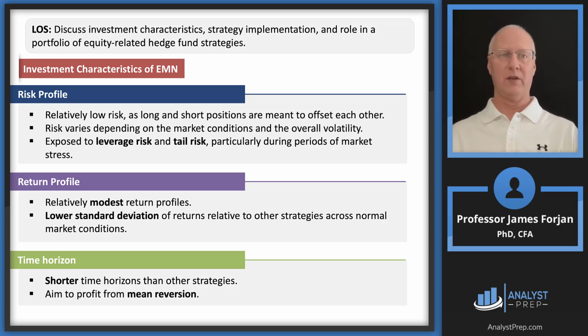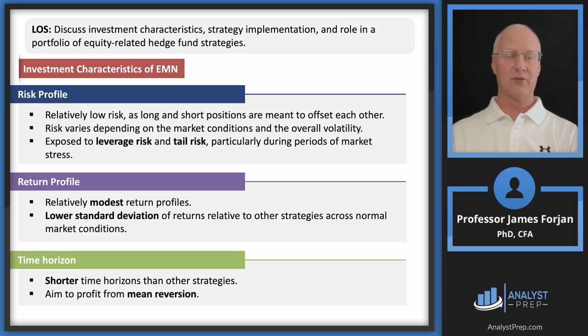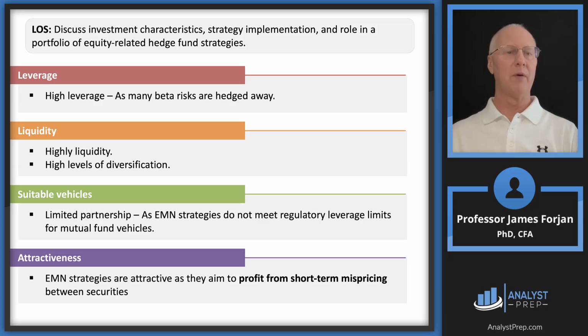Investment characteristics of these equity market neutral. Relatively low risk, that should make perfect sense. Exposed to leverage, right? We got lots of short positions, so we have margins there. And tail risk, oh my gosh, particularly during periods of market stress. Remember our conversations on value at risk and expected exposure. We're worried about that left tail of the distribution, so that's what we need to worry about here. Return profile, modest return, but there's a lower standard deviation, probably shorter time horizon, high leverage, right? And high liquidity. The reading says high liquidity. I might say moderate to high liquidity.